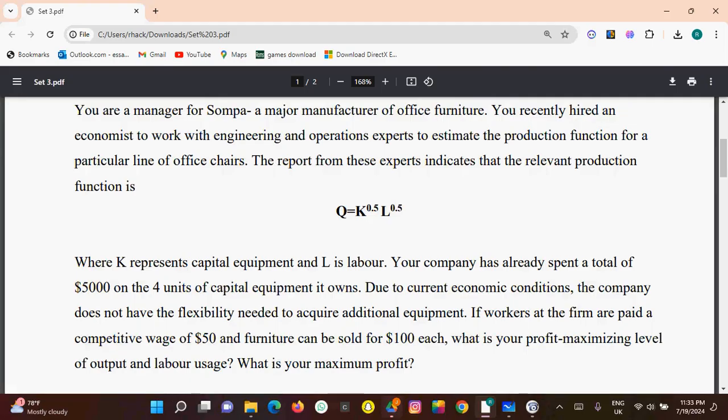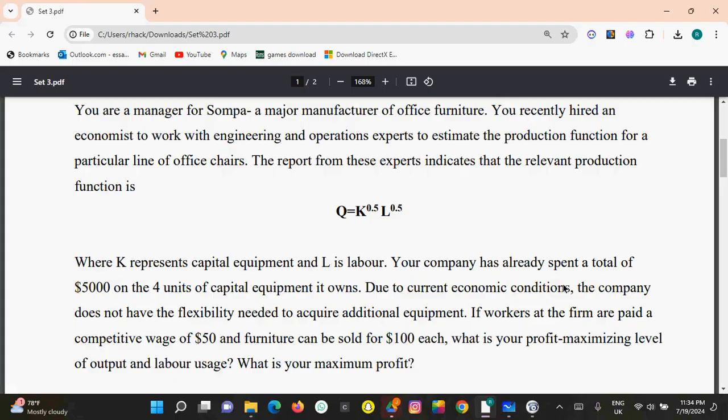Remember, this is the production function. This is what we will use to produce office furniture. This is the function for producing office furniture. So let's move on, where K represents capital equipment and L is labor.